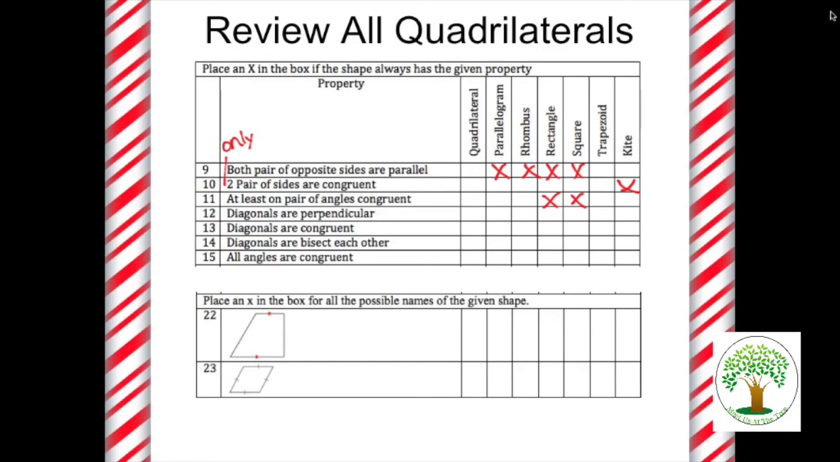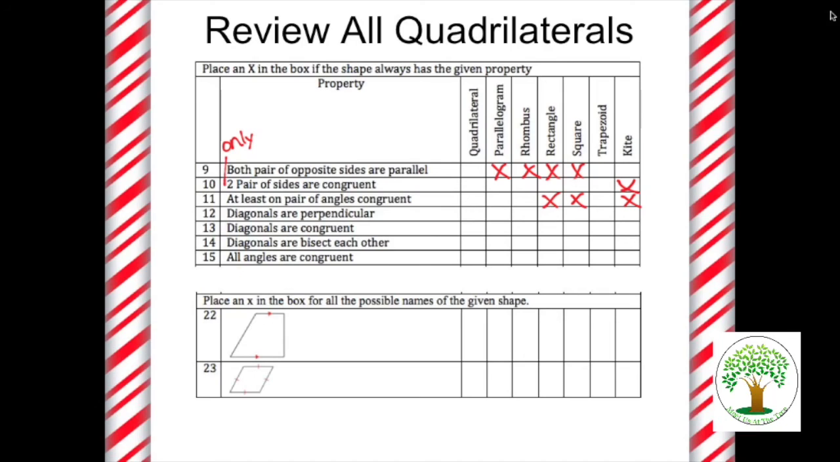Not trapezoids? But do all trapezoids have angles congruent? No, just the isosceles ones. Okay. And kites have them, but they're not necessarily opposite. Really important that we think about these. That's why we're doing them together.